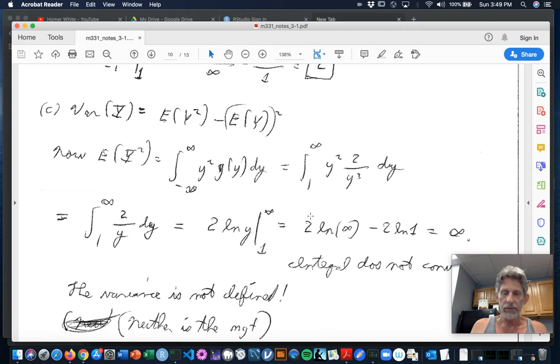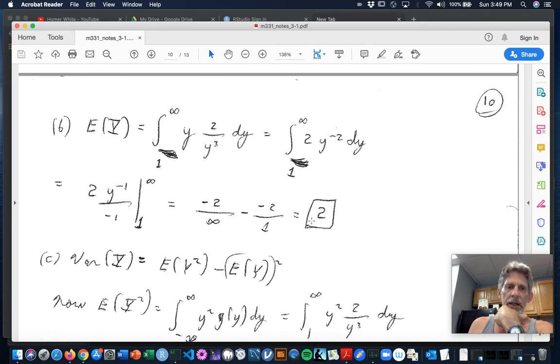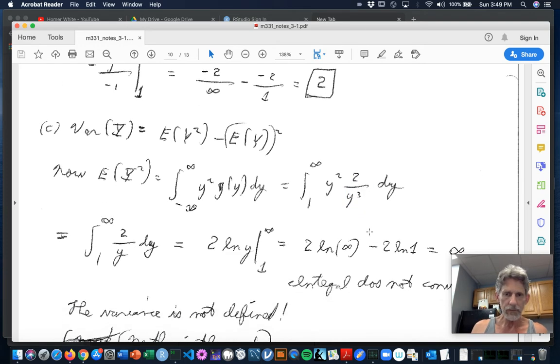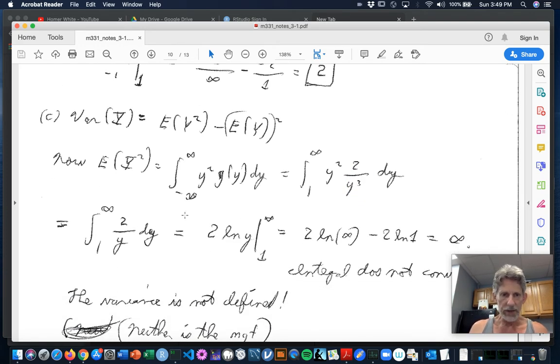How about the variance? Let's see, what is the variance of this random variable? Well, I'll use the shortcut formula. So I'll go ahead and get the second moment around the origin first. I go over the entire support, y squared g of y dy. So I only have to go 1 to infinity, y squared times 2 over y cubed dy. I simplify a little bit, and I have to do this definite integral: 2 over y, whose antiderivative is 2 log y. So I evaluate that from 1 to infinity.